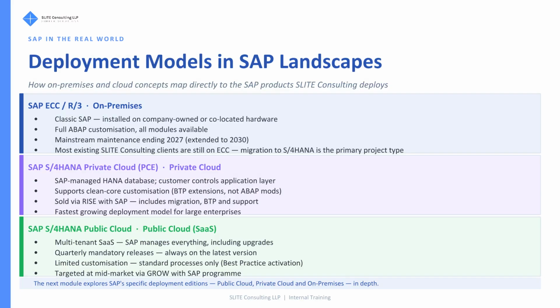Classic SAP ECC and R3 is the on-premises world, installed on company-owned or co-located hardware, fully controlled and fully maintained by the customer. Acme is moving from their old R3 system to S/4HANA. The recommendation for them is SAP S/4HANA Cloud, Private Edition, a cloud-hosted system with more flexibility than public cloud, but without the infrastructure management burden of on-premises. Their custom reports will be rebuilt as extensions on BTP, keeping the core clean.